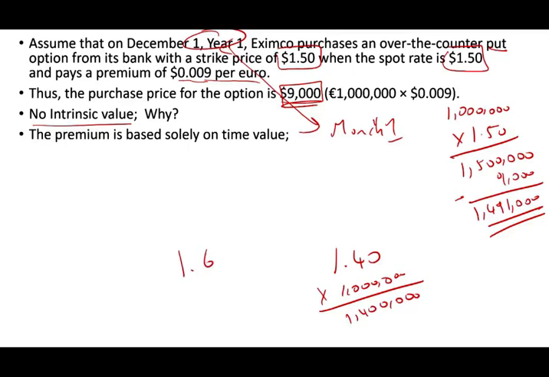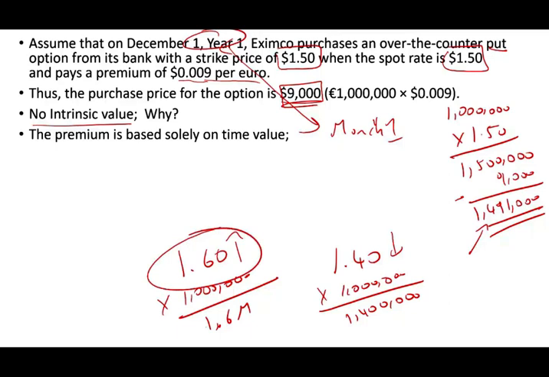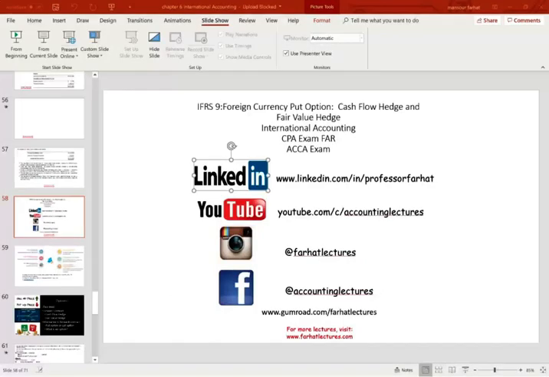But also the price of the euro could go up to $1.60. Well, in that case, you're going to let the option expire and exchange your euros at $1.60 and receive 1.6 million. So we don't know what's going to happen, but you are guaranteed at least 1,491,000. If it drops to $1.40 on March 1st, you can sell at $1.50. If it goes up to $1.60, you would let your option expire, throw it in the garbage, and exercise at the market price. So you are guaranteed at least 1,491,000.